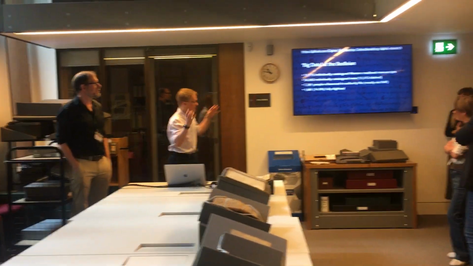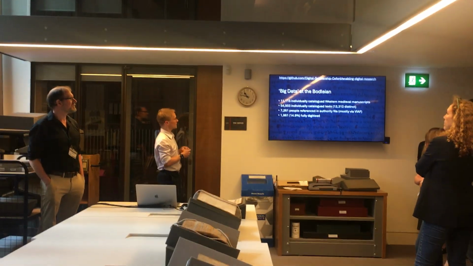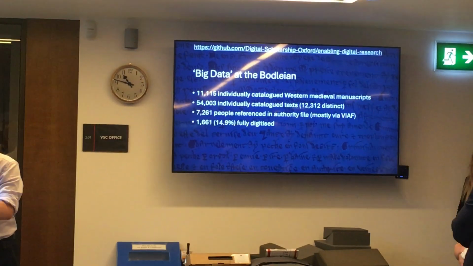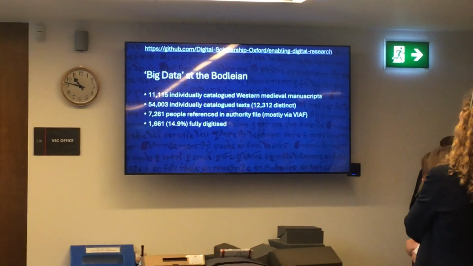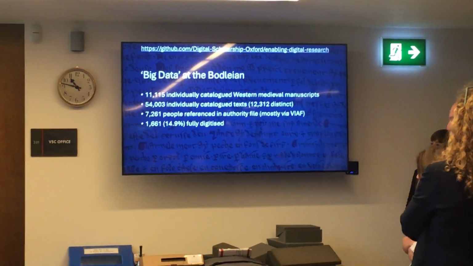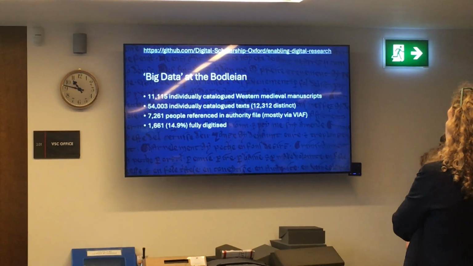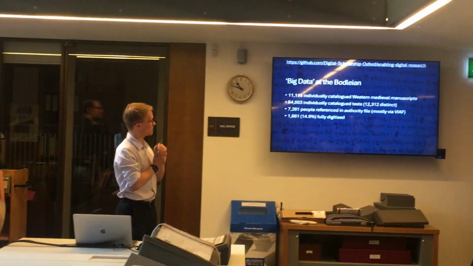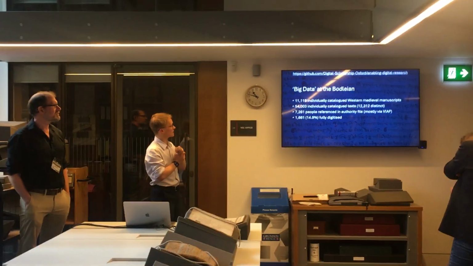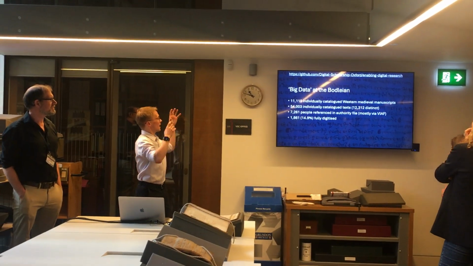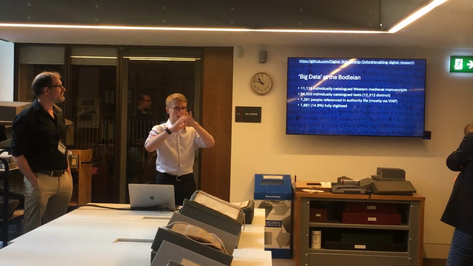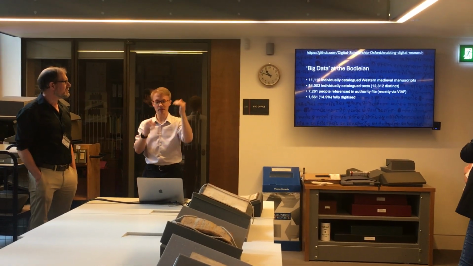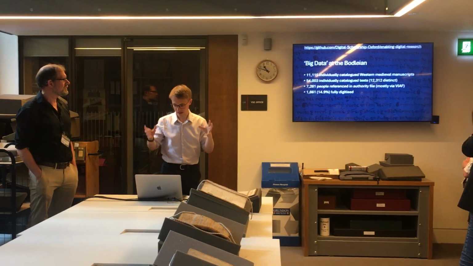So, big data. What is big data? Big data is all around us today. There are big data at the Bodleian. There are 11,115 individually catalogued manuscripts in the Bodleian's medieval manuscript catalogue. Not all of those, of course, are directly underneath our feet. Lots of them are in the college libraries as well. Within our authority data, there are 54,000 individually catalogued texts across the different manuscripts, of which 12,000 are distinct texts, and just over 7,000 people. And of those manuscripts, about 1,600 are fully digitized. So there is a lot of data for us to play with. It's still obviously a work in progress, particularly with things like digitization, which is building up. But there are a lot of data within the catalogues.